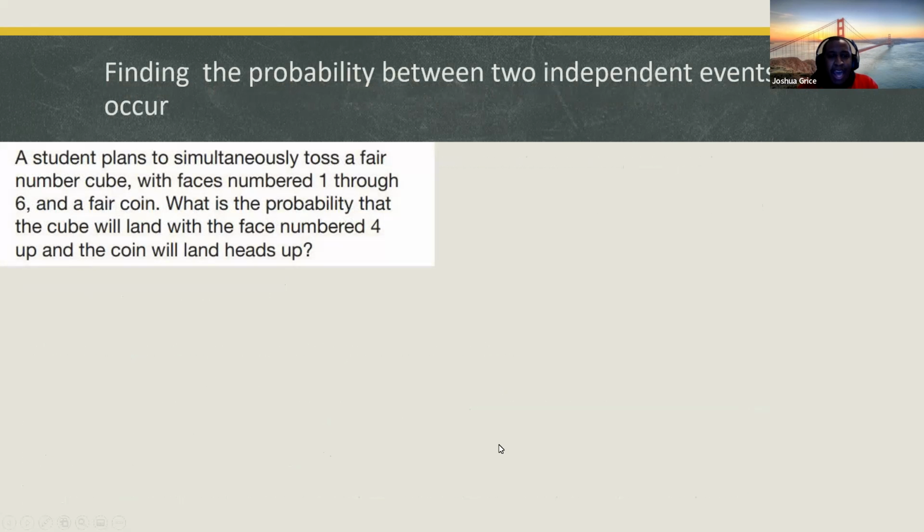And we have a specific example here where a student plans to simultaneously toss a fair number cube with faces numbered 1 through 6 and a fair coin. So they want to know the probability that the cube will land with the face number 4 up and the coin will land heads up.